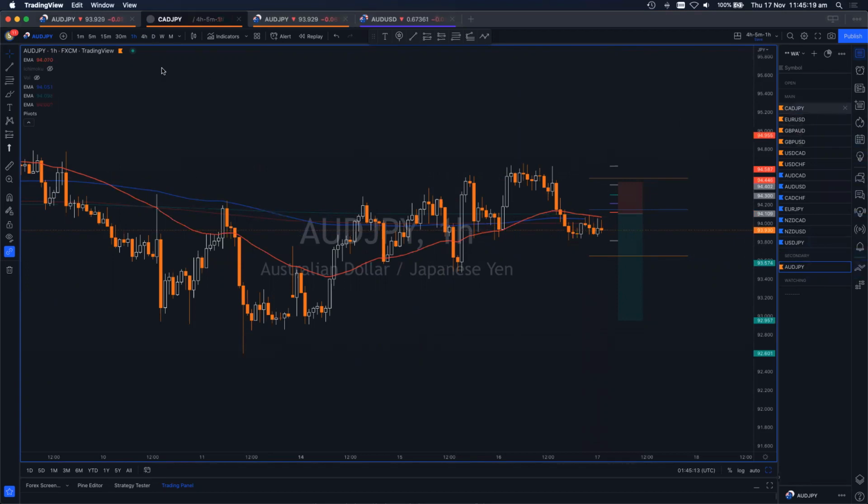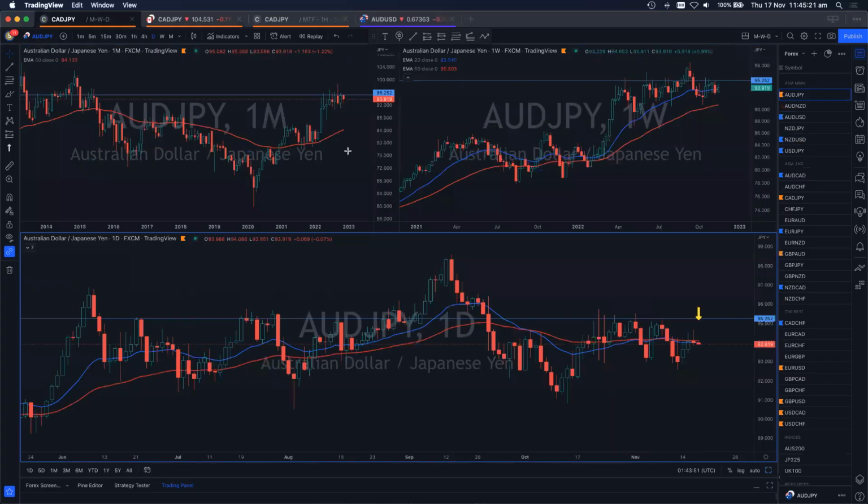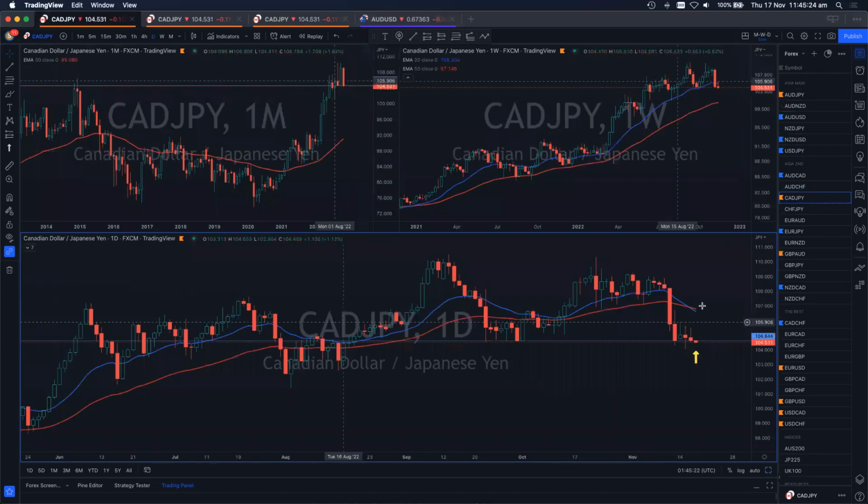Let's go to CAD Yen. CAD Yen has been broken down and it's been pausing at this level for 4 days, and we've yet to see any kind of upwards momentum. So let's look at the lower time frames.